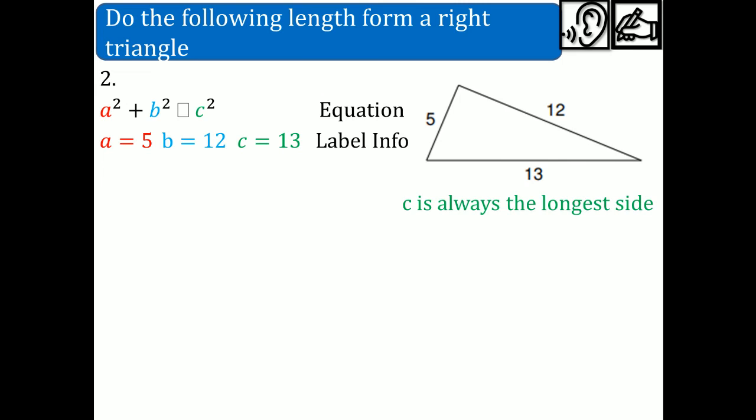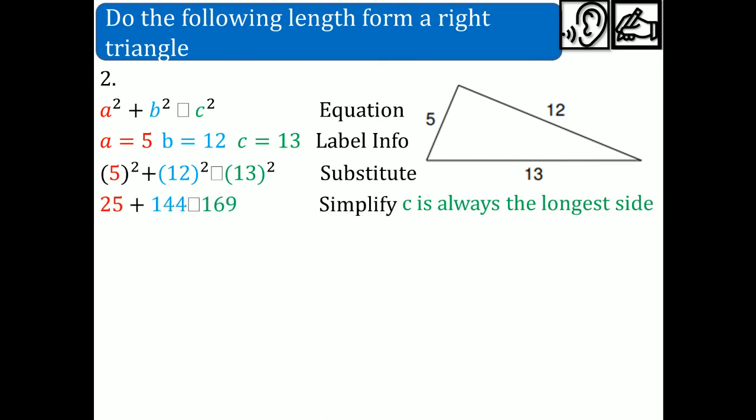Alright, now we make the substitution. 5 squared plus 12 squared, box, 13 squared. Left hand side, 5 squared is 25, 12 squared is 144. The right hand side, 13 squared is 169. Left hand side, 25 plus 144 becomes 169. The right hand side is also 169. These two are equal. Therefore, we say this is a right triangle.